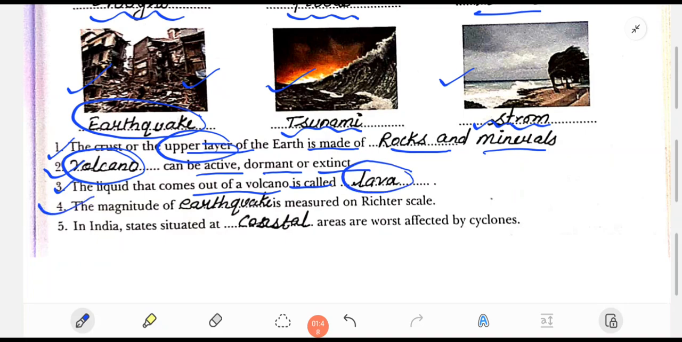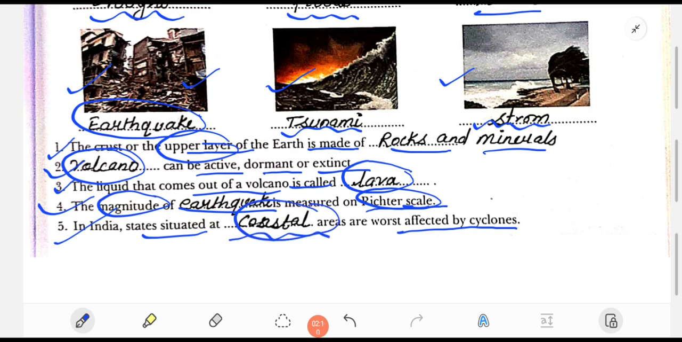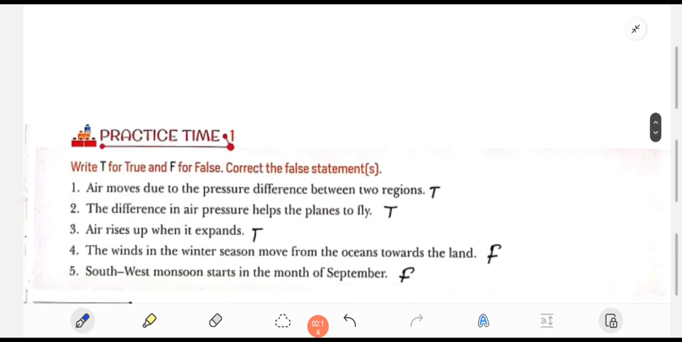Then fourth, the magnitude of dash is measured by Richter's scale. So it is the earthquake. The magnitude of the earthquake is measured on the Richter's scale. Then 5. In India, states situated at dash area are worst affected by the cyclones. So the coastal area states are worst affected by the cyclone.